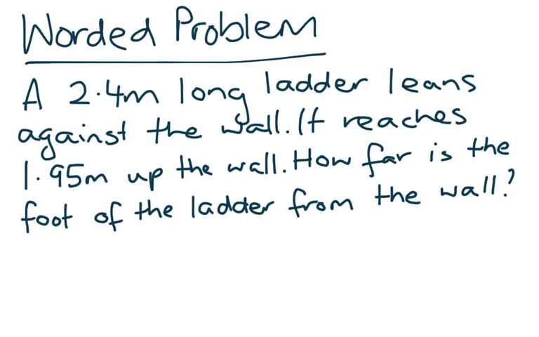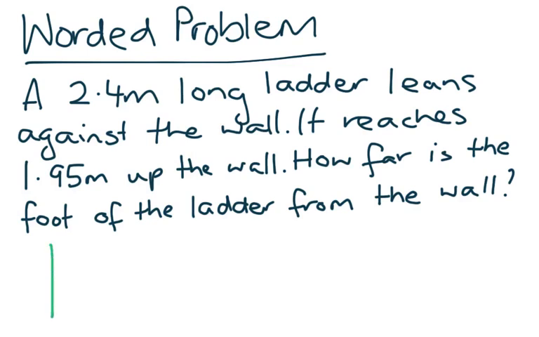The third example that I've done for you is a worded problem. So whenever we have a worded problem, the first step is always draw a diagram if there's not one given. So it says, a 2.4 metre long ladder leans against the wall. It reaches 1.95 metres up the wall. How far is the foot of the ladder from the wall? So we need to draw our diagram.